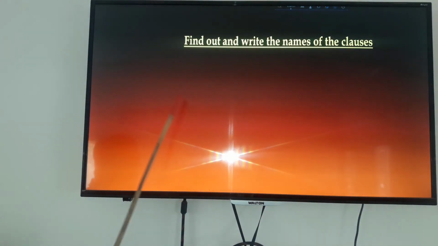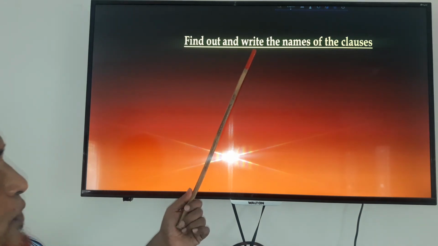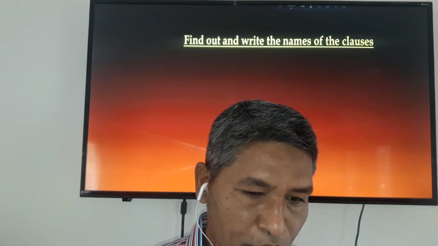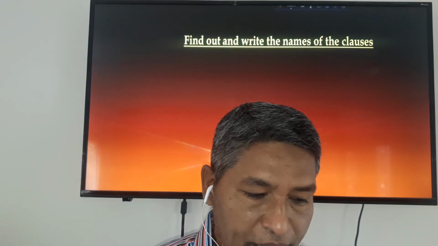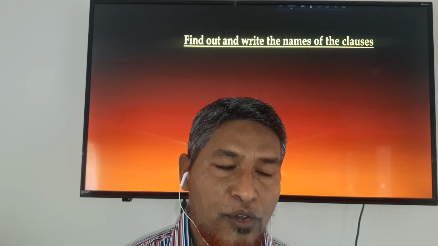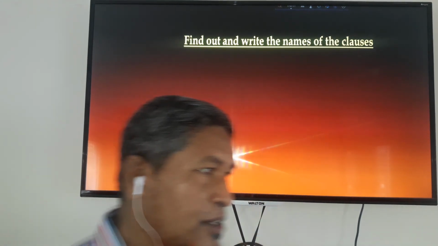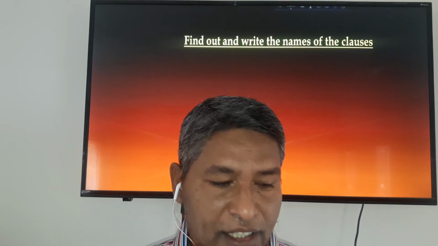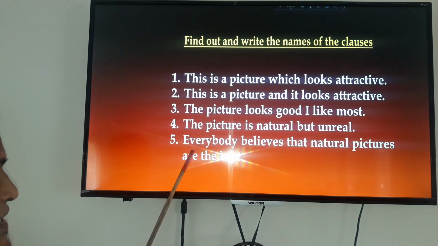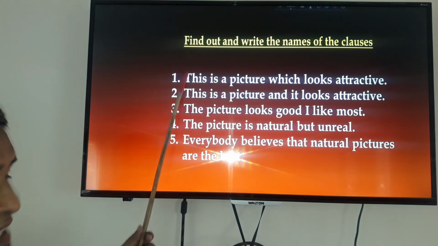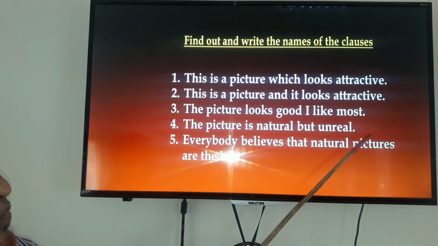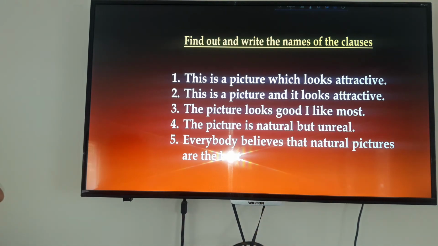So find out and write the names of the clauses. Here is homework for you, and you will have to find out the names of the clauses. Which clause is the principal clause, which clause is the subordinate and coordinate clause. Here are 5 sentences. Every sentence has a name, and you will have to find out which sentence it is.